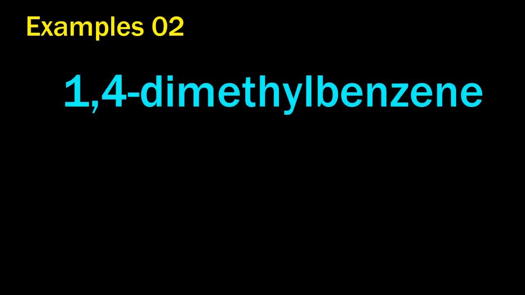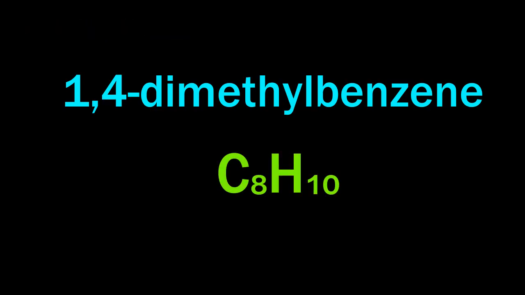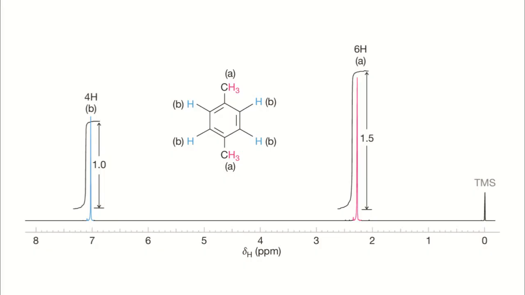Let's consider the next example. 1,4-dimethylbenzene has the formula C8H10. Now, we analyze 1,4-dimethylbenzene, a simple molecule with the formula C8H10.